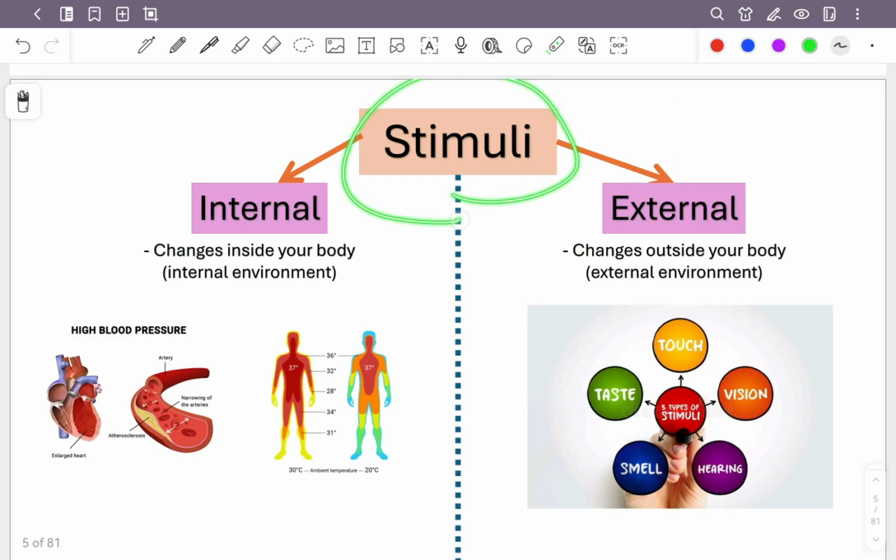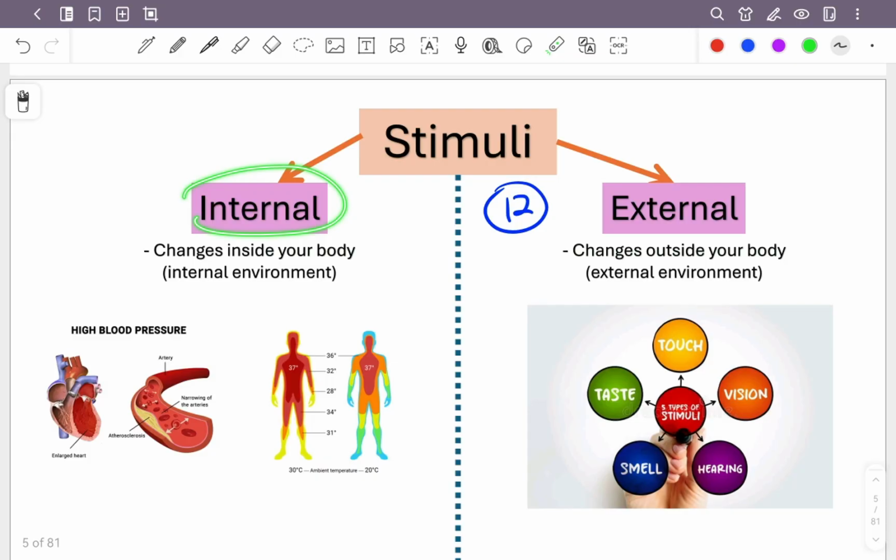This stimuli can actually be divided into external and also internal. First, I want to tell you, in chapter 12, we are going to be focusing mainly on external. It's the changes outside your body, which we call the external environment. Mainly it's about the 5 senses. The 5 senses that you know: touch, vision, hearing, smell, taste. Later we're going to see the examples for this.